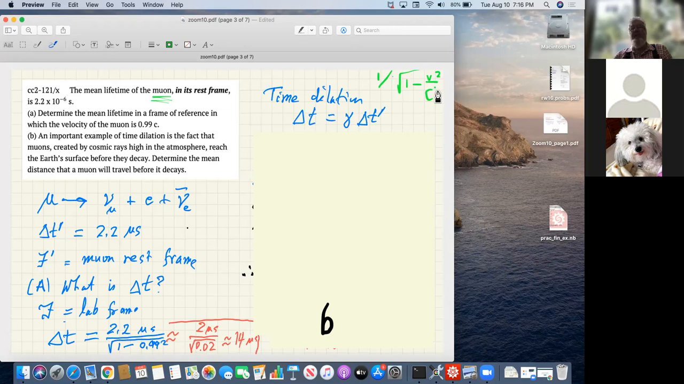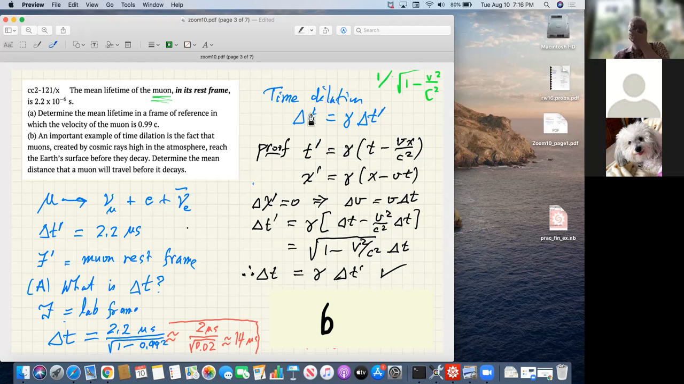It's approximately equal to 1 if v is small, but if v is getting to be a significant fraction of the speed of light, then gamma will be large, and so the time in the Earth frame of reference will be much longer than the time in the rest frame of the muon.